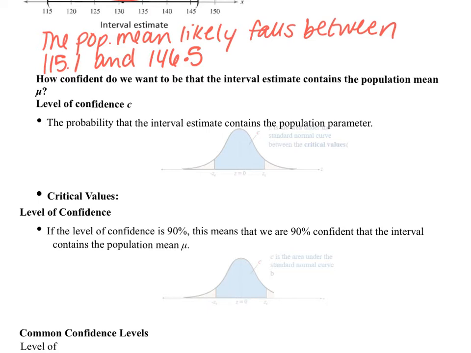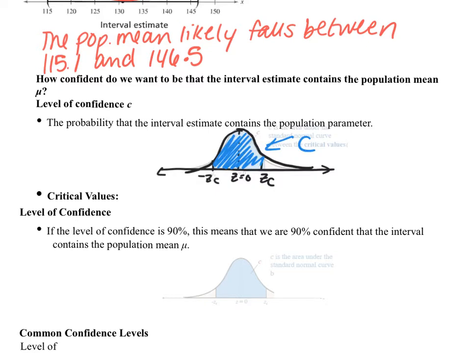So the level of confidence is this C value, which you probably have been seeing a lot again in 6.2, but you weren't really sure what it meant. It really just is the probability that the interval estimate contains the population parameter. So how confident are we? How likely is it that our actual mean for the entire population falls between these two numbers? And then going back to our warm-up problem, the C value is the area under the standard normal curve between the critical values. Okay, so that would be that shaded area.